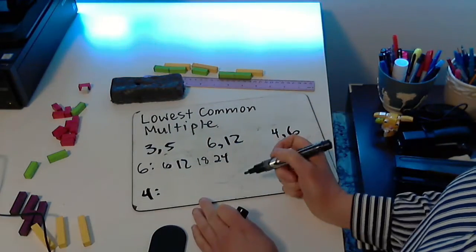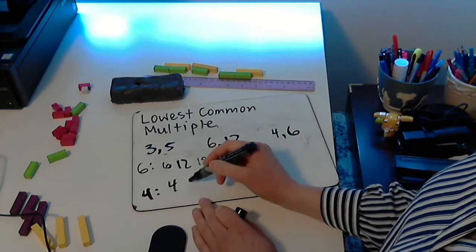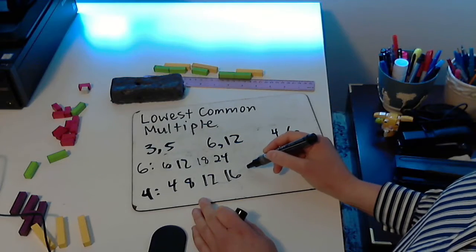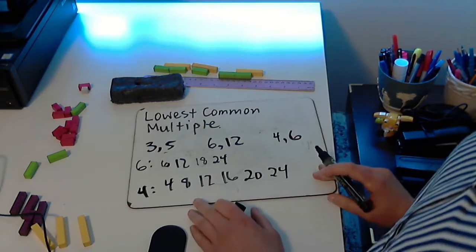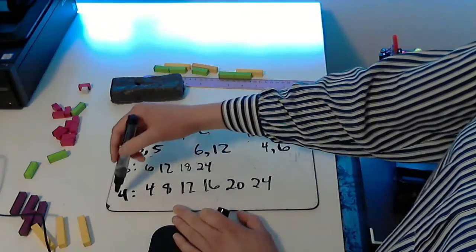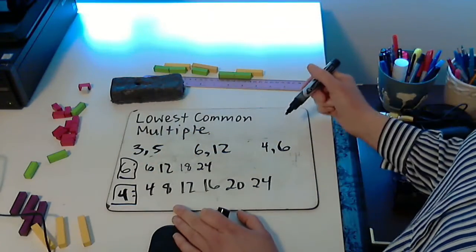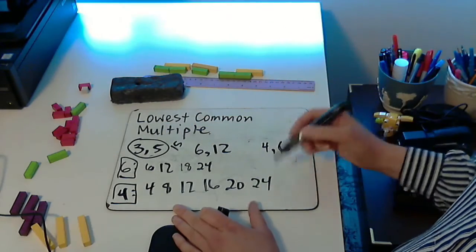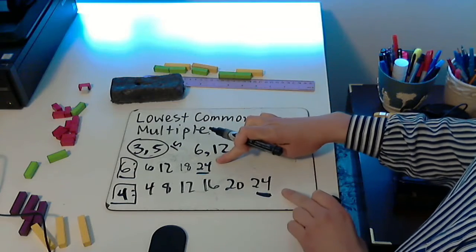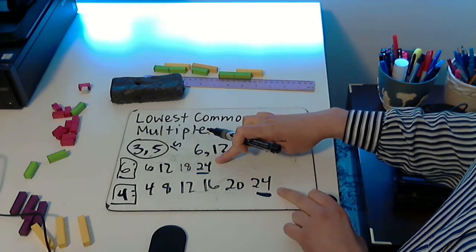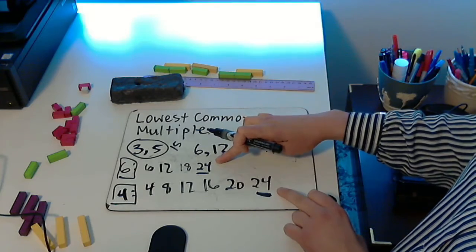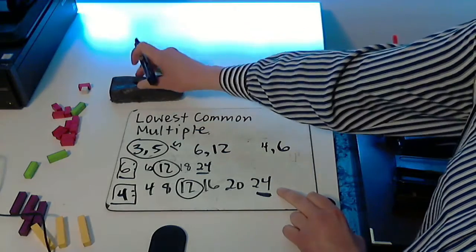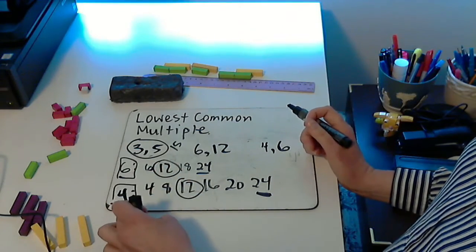Multiples of 4 are 4, 8, 12, 16, 20, 24. Now, it might be tempting to multiply 6 times 4 because that worked for 3 times 5, right? The lowest common multiple was 15. But even though 24 is common to both of them, you want the lowest common multiple. And the first number that these both have in common is 12. So the lowest common multiple of 4 and 6 is 12.